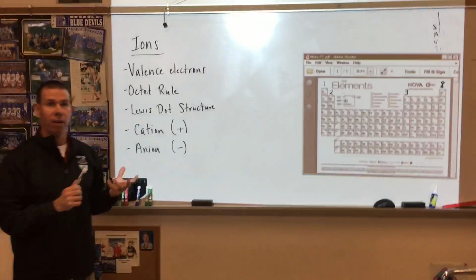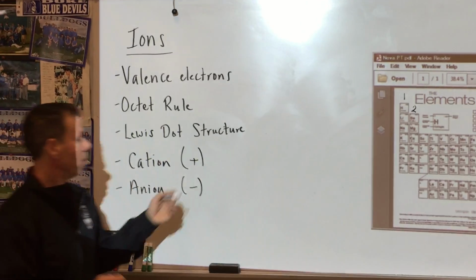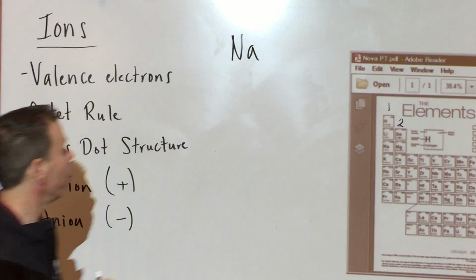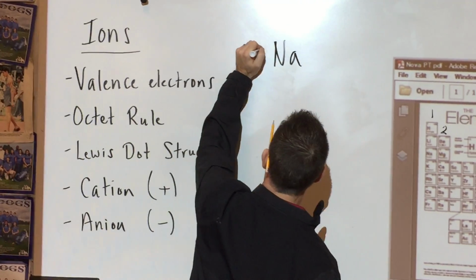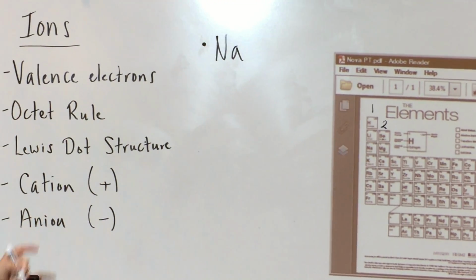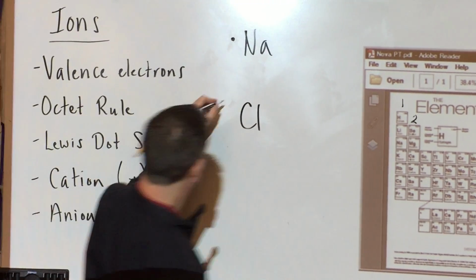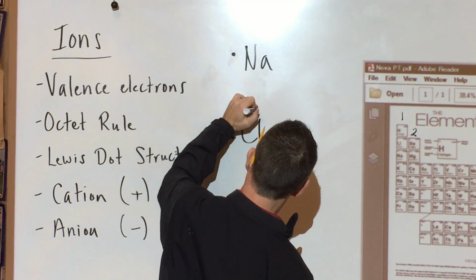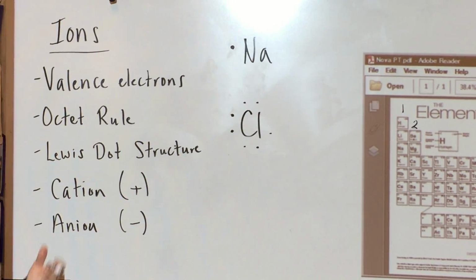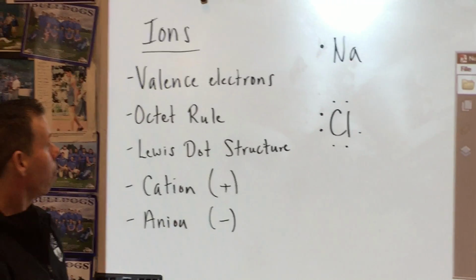So we can represent the number of valence electrons that an atom has with a Lewis dot structure. A Lewis dot structure for sodium would just be one dot because it has one valence electron. It's right here in the periodic table. On the other hand, a Lewis dot structure for chlorine would have 7 dots. It doesn't really matter where you put the dots as long as you have the right number. So as long as you have 7 dots around here, you're good.